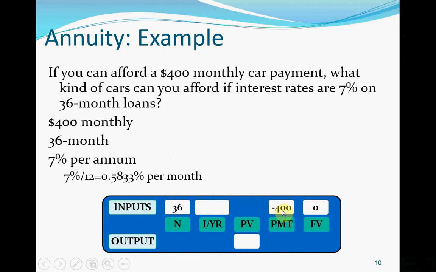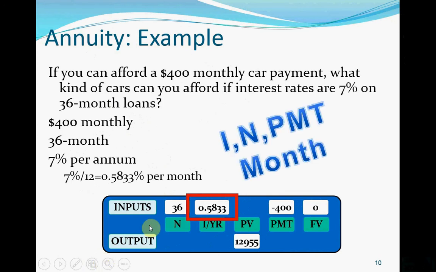So the payment is negative $400. You make zero future payment in addition to this monthly payment. Okay, and your interest would be put as 7 divided by 12, which is 0.5833, and then you solve for present value. Okay, so that's basically your answer. And the very important thing here is you want to make sure I and payment are all aligned on the same page. They are all at monthly level. Okay, this is what the textbook tells you.